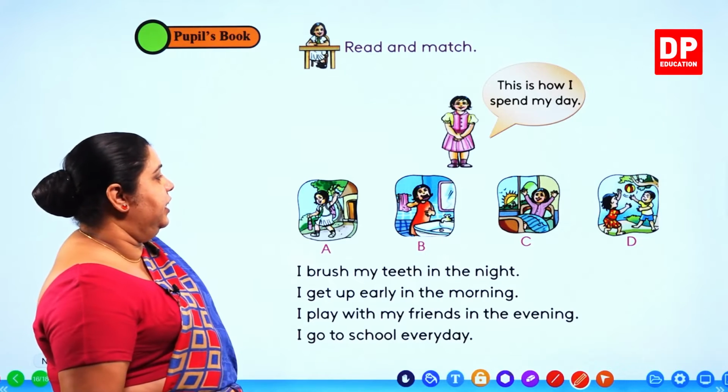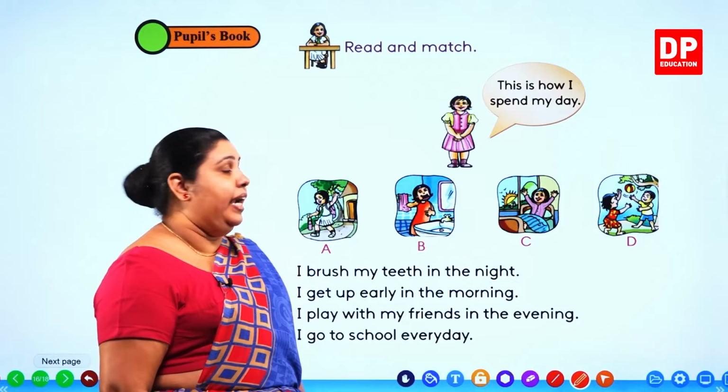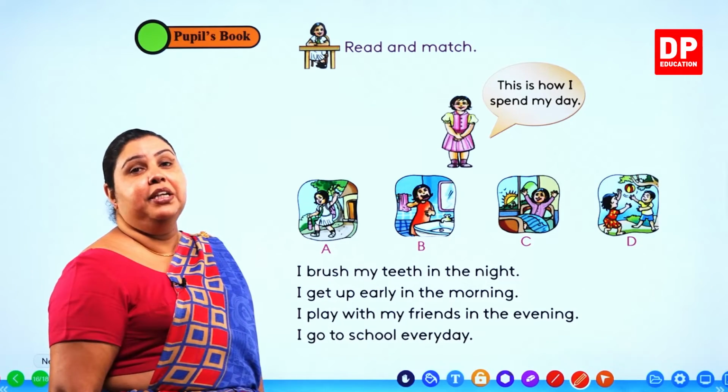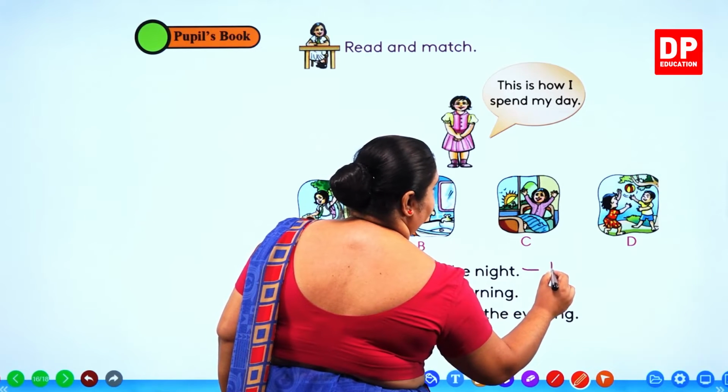Now, which picture shows us I brush my teeth in the night? It is picture B. So, in front of this, we will write B.